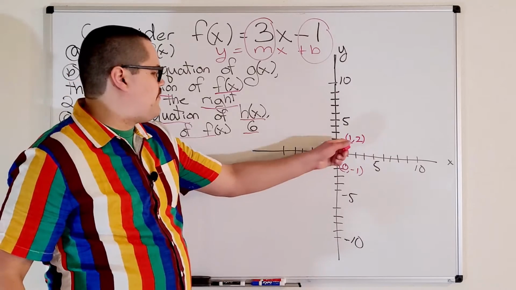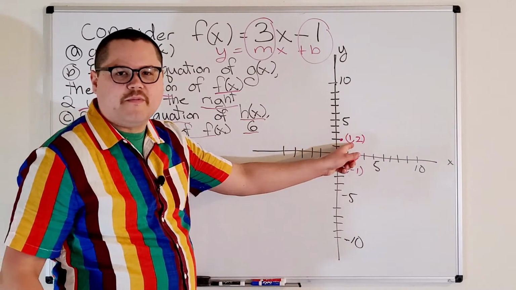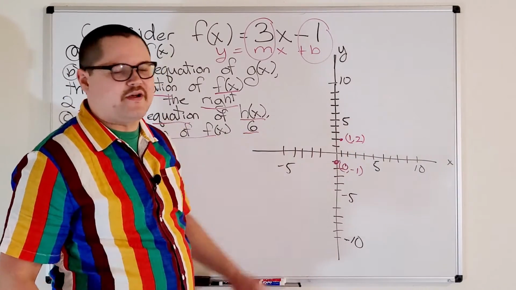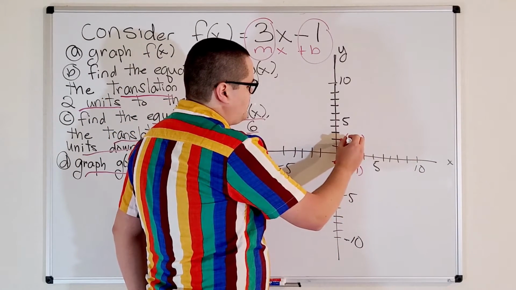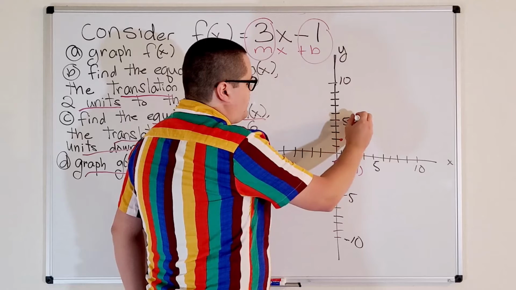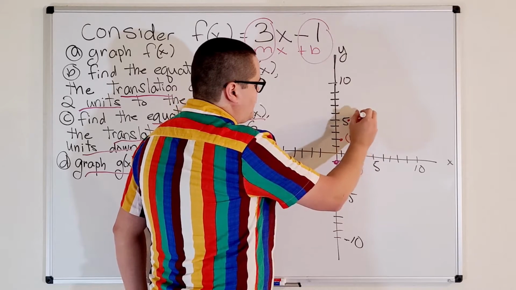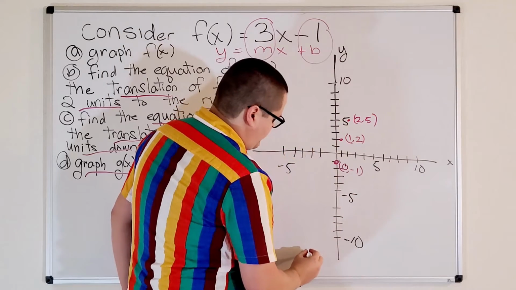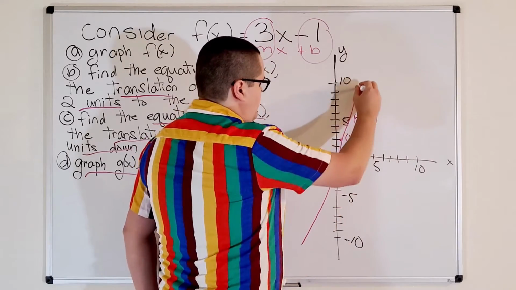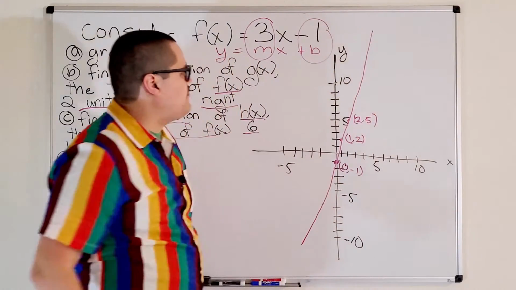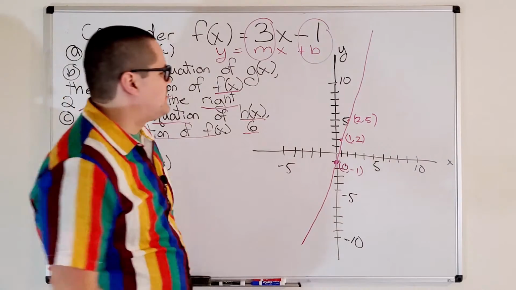And if we went right again, we would go up 3 units again in the y direction. So the next point after that would be 2, +5. And then we can connect the dots. And that will be the graph of f of x.